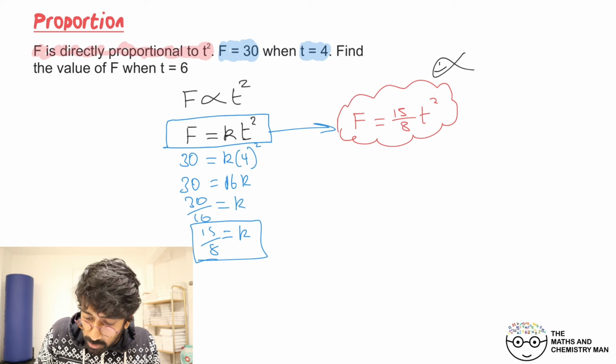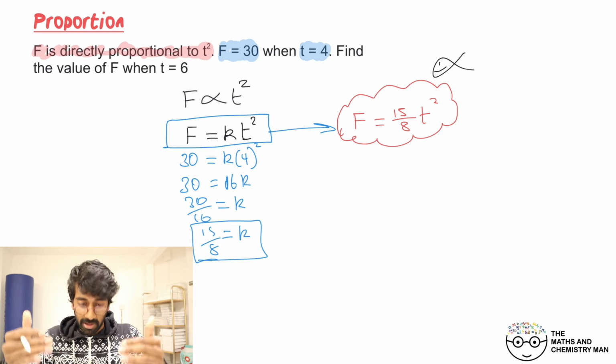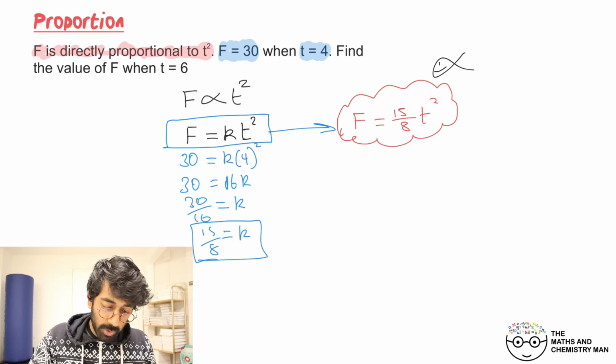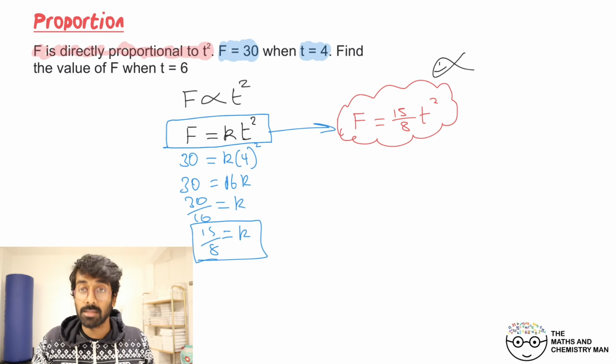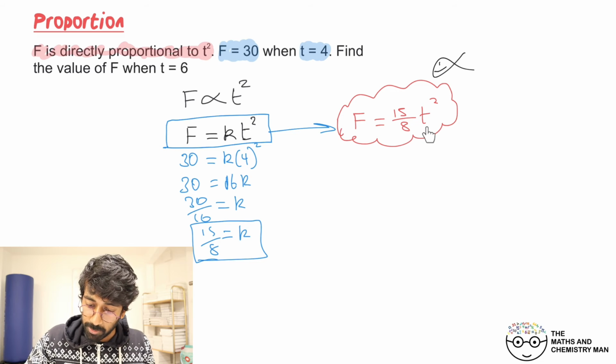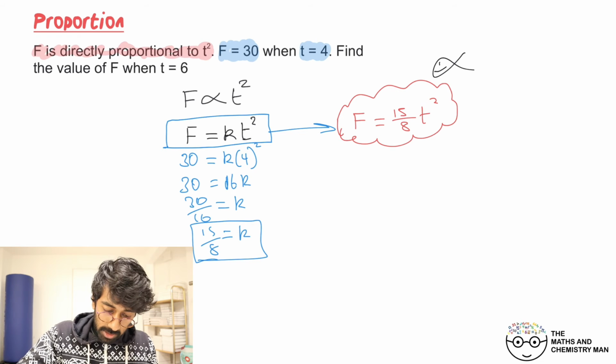And this formula here will allow us to work out whatever we need to work out for the next part of the question. Now with this one, it happens to be that we need to work out the value of f when t is 6. So t is 6. We need to replace t there with 6. So let's go ahead and do that.